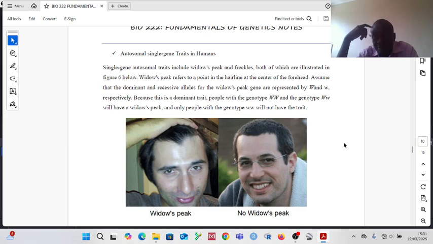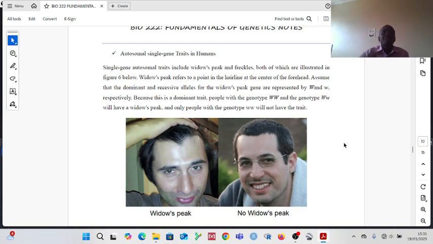Some people's hair comes down here like this and forms a point. But there are others who don't have that at all. The occurrence of that sharp point, which I am now calling the widow's peak, is a genetic trait. It is controlled by just one gene located on an autosomal chromosome. So that's why we are referring to this as an autosomal single gene trait in humans.